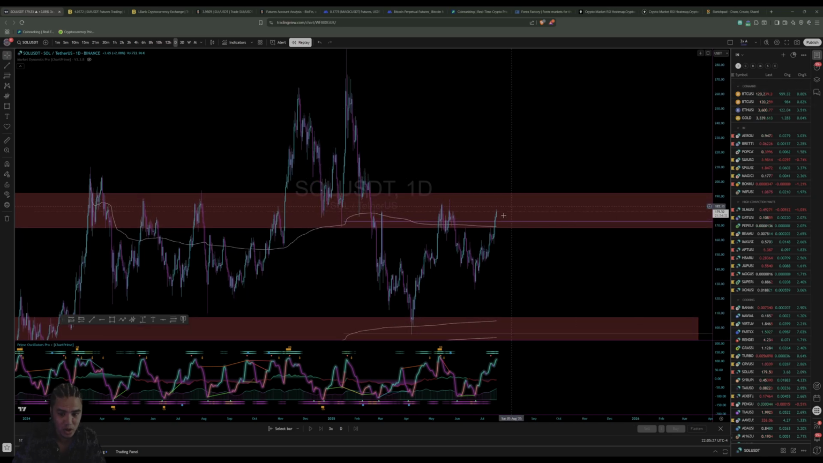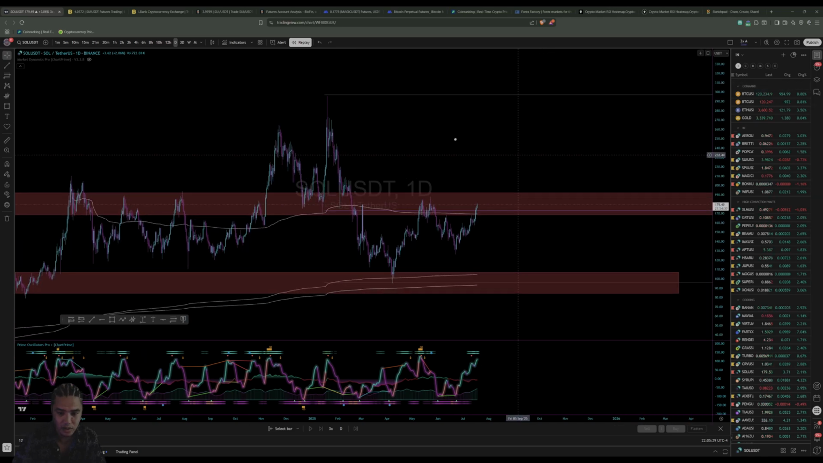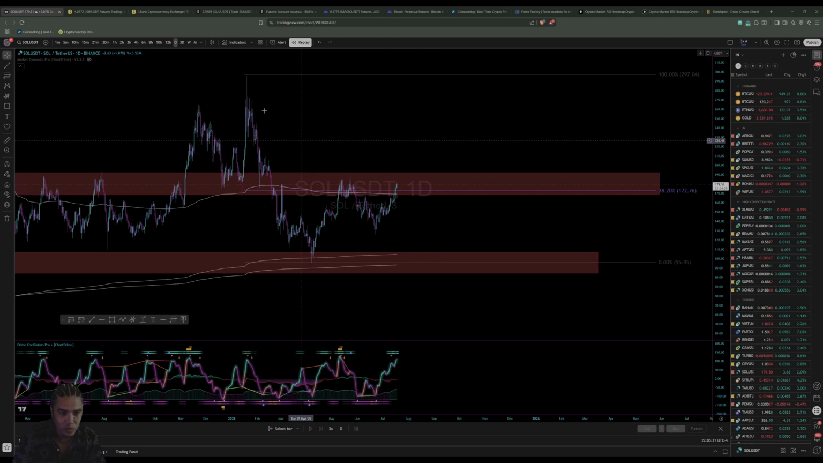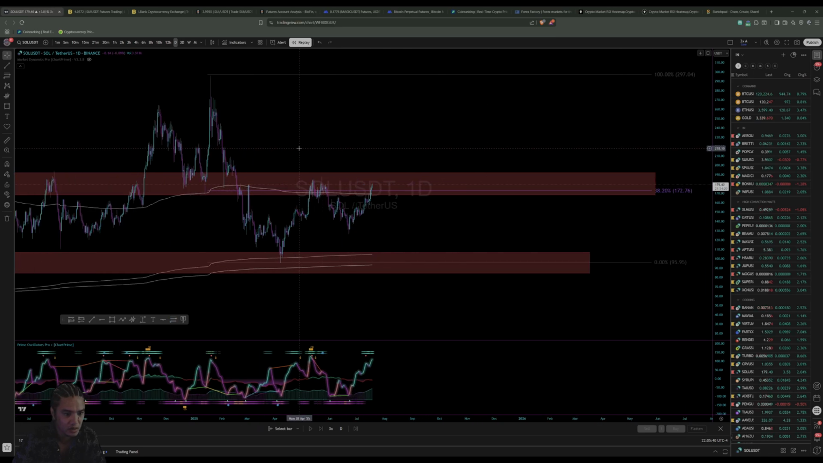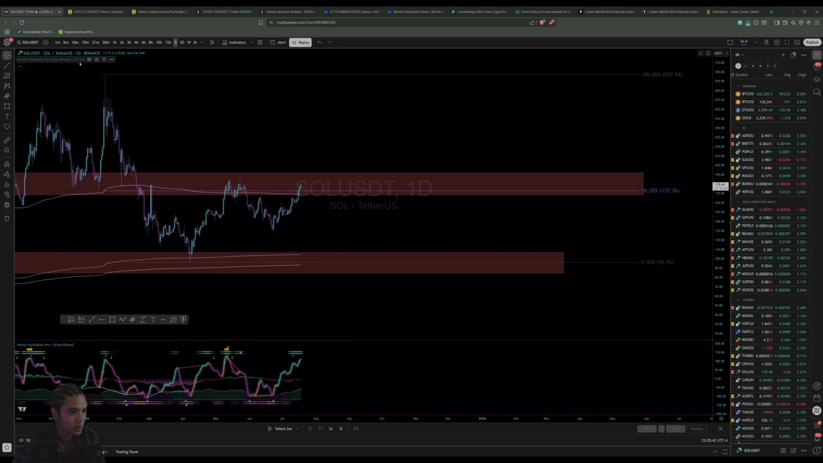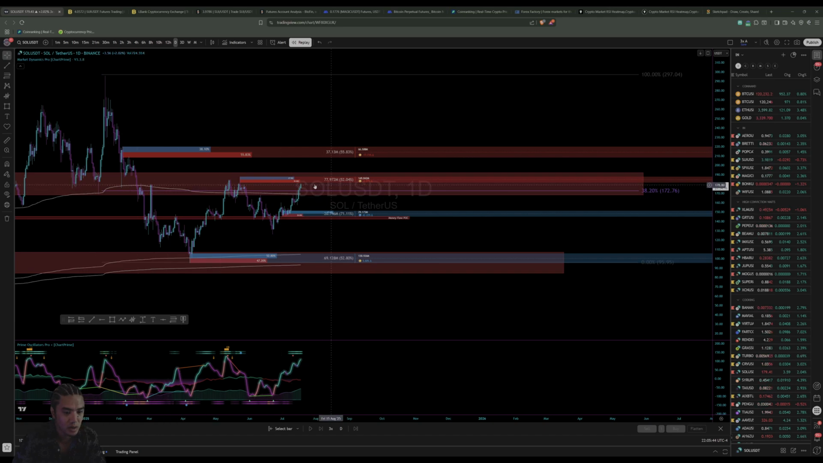So this is where Sol is at now. We've got our rejection zones. The 382 identified. Let's check for some order blocks. Got a bearish one, so there you go. It's a high confluent area that it's going to reject.